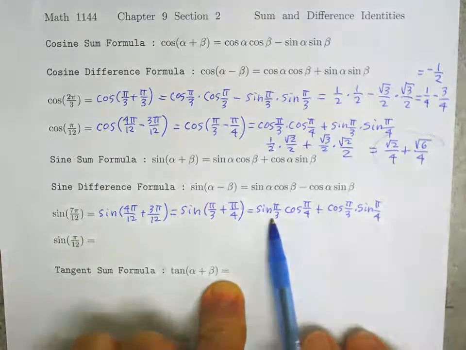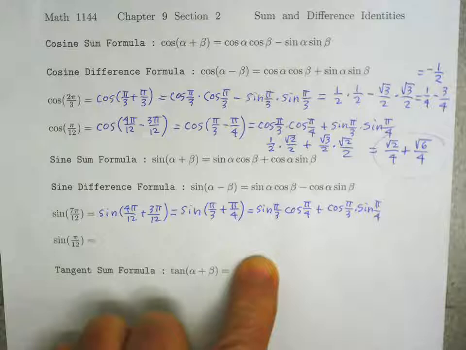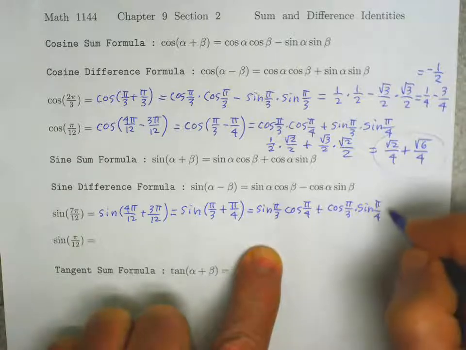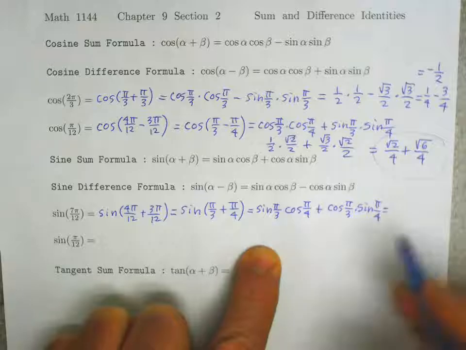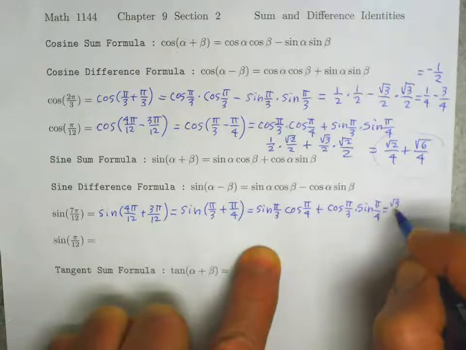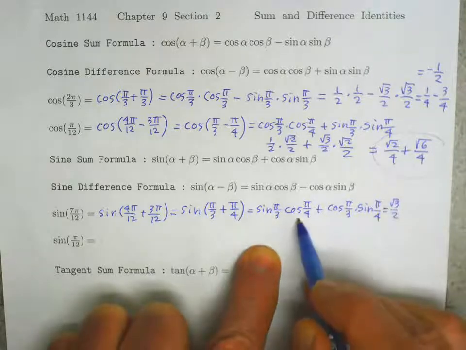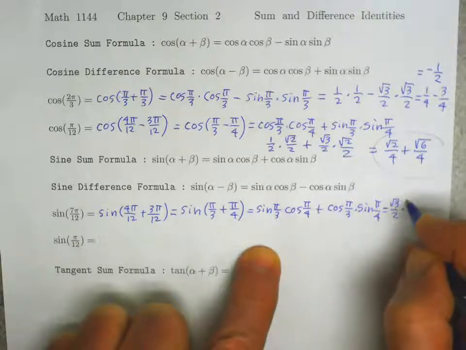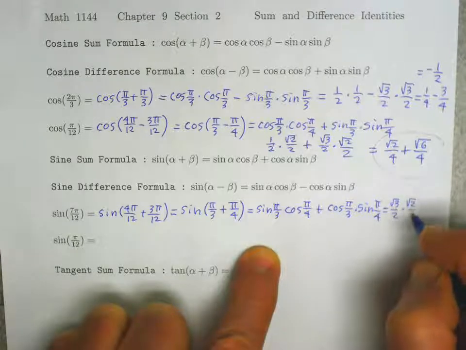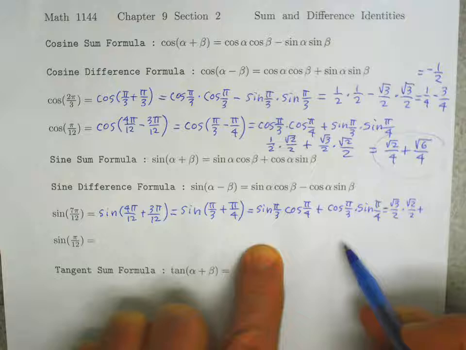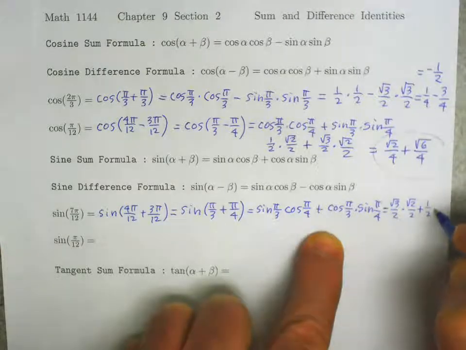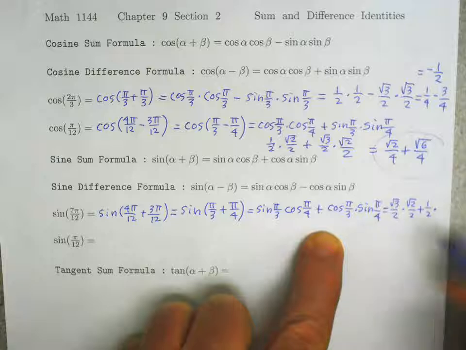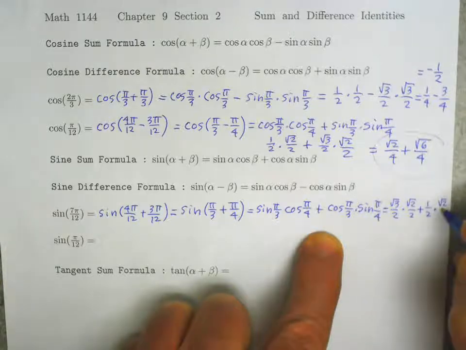And we've learned how to evaluate each of those. So I'll squeeze that in a little bit. The sine of pi over 3 is the square root of 3 over 2. Cosine of pi over 4 is the square root of 2 over 2. And then we're adding that to cosine of pi over 3, which is 1/2. And then sine of pi over 4 is the square root of 2 over 2.